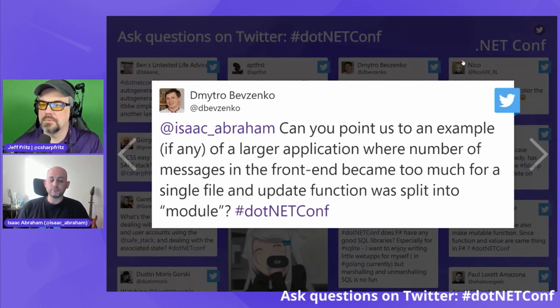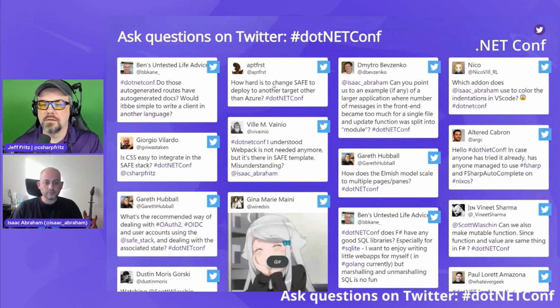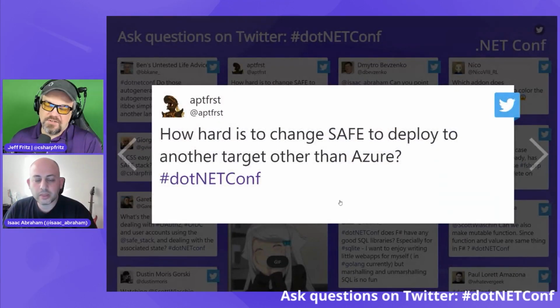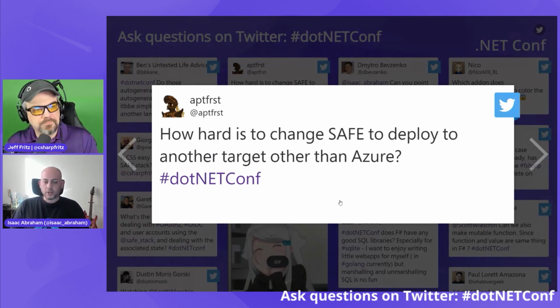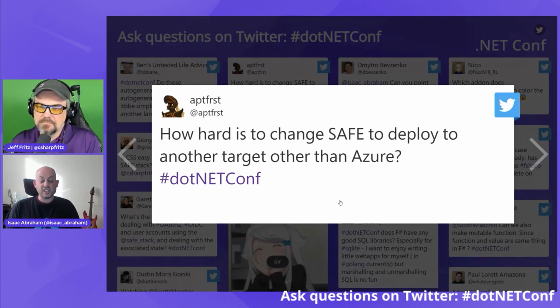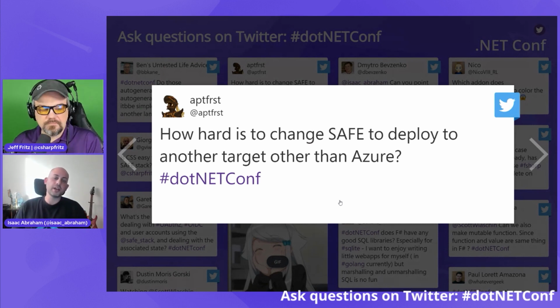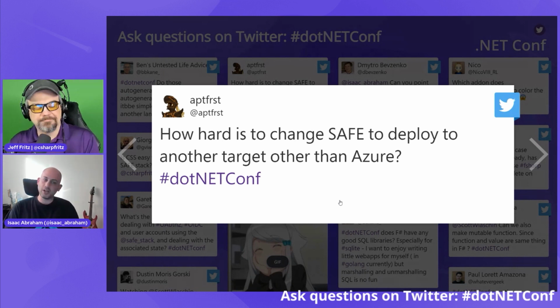Oh, very cool. How hard is it to change Safe to deploy to another target other than Azure if you want to use another cloud provider? Totally fine, because it's just ultimately JavaScript and a .NET application, so any platform. We also have recipes and guides on the Safe Docs for working in Docker. So once you're in Docker, you can host it anywhere, AWS, a few other places. So yeah, totally fine. Very cool.